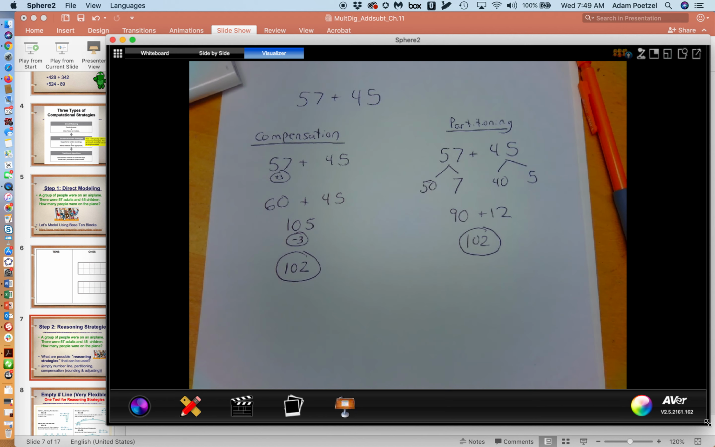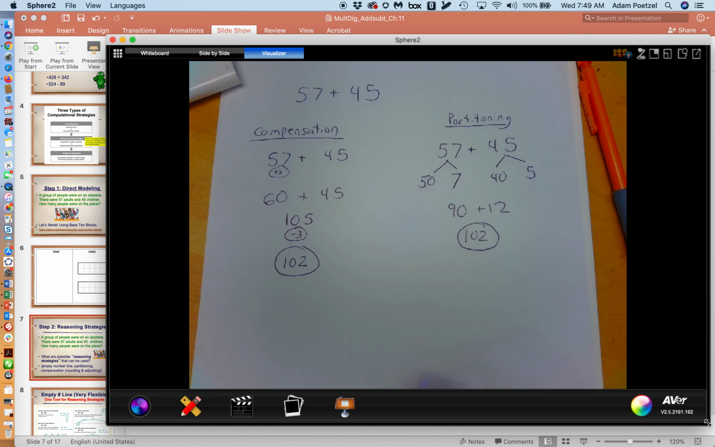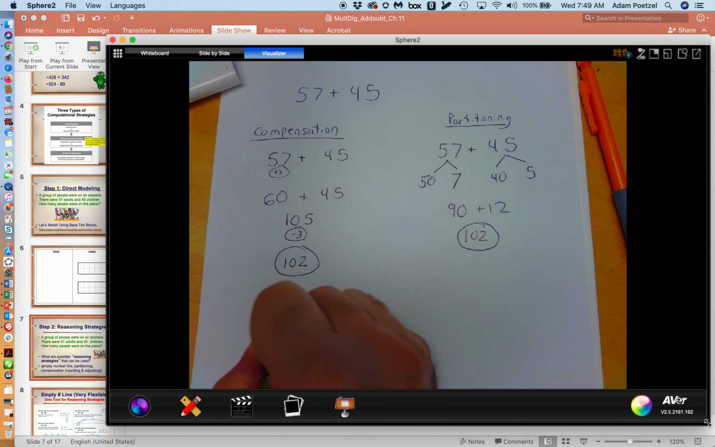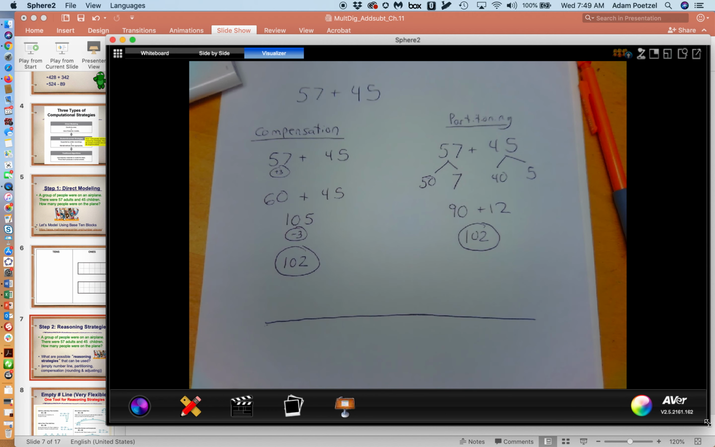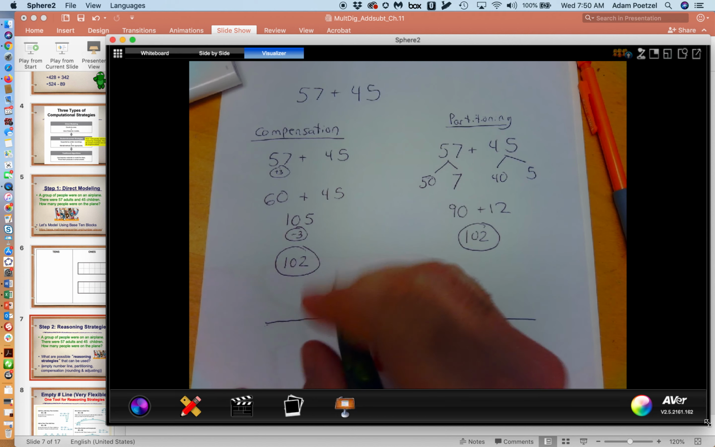And our author talks about a visual approach to help students get a strategy to think about different types of reasoning strategies. And we call it the empty number line strategy. And it's really powerful because all it is, is a line. It's very accessible. We get a line. And if I wanted to add, for example, 57 plus 45, there's lots of ways we could do this.